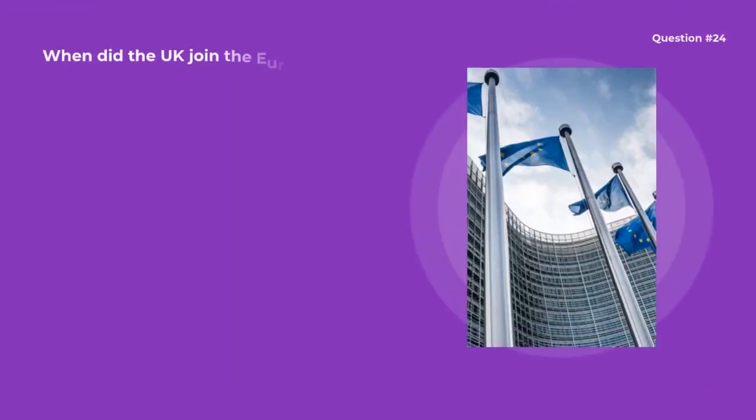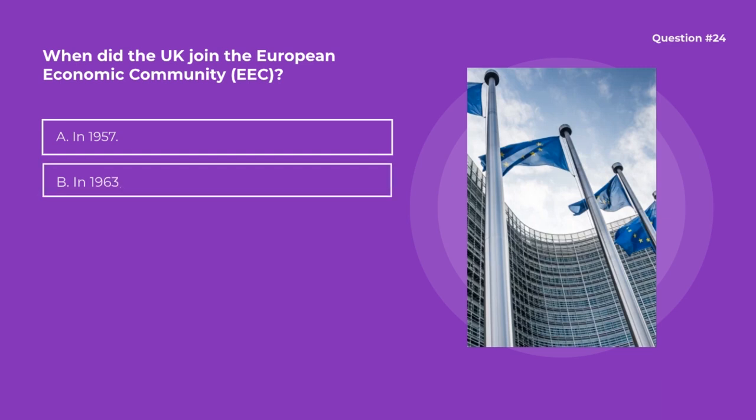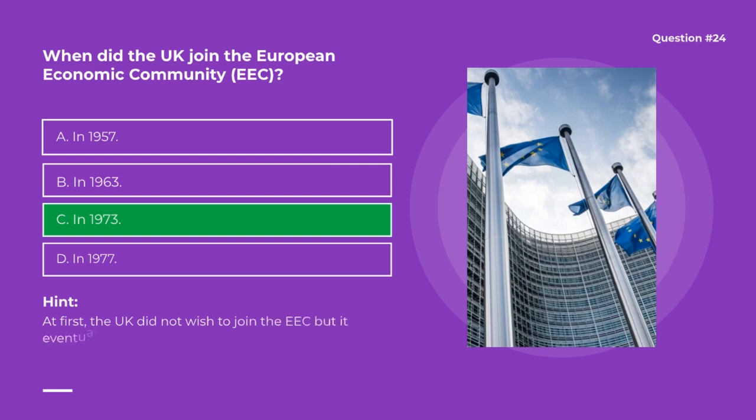Question number 24. When did the UK join the European Economic Community, EEC? Options are A. In 1957, B. In 1963, C. In 1973, D. In 1977. The correct option is in 1973. The UK did not wish to join the EEC at first, but it eventually did so in 1973.